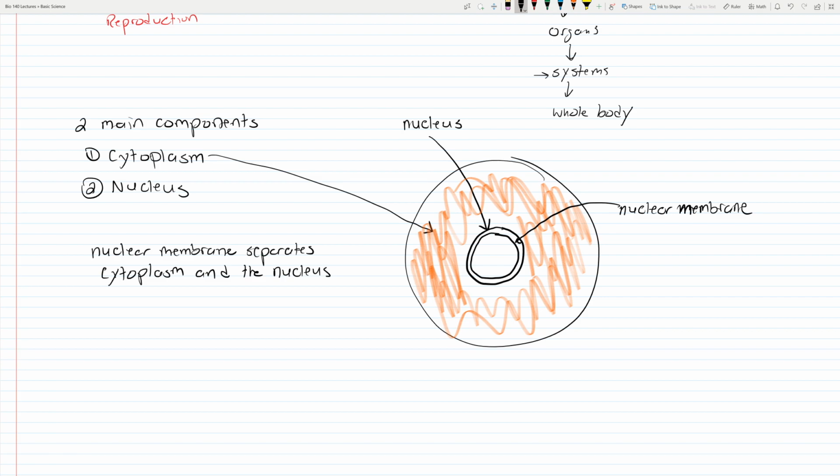And what keeps the cytoplasm inside of the cell? What makes the cell isolated from other cells around it? It is called the plasma membrane. The plasma membrane isolates the cell and keeps the cytoplasm intact.